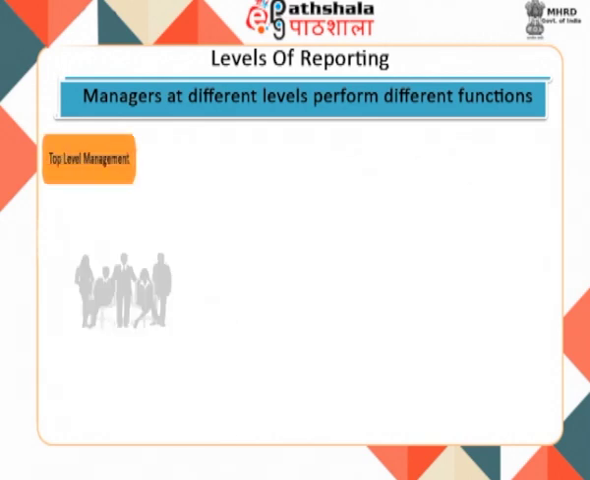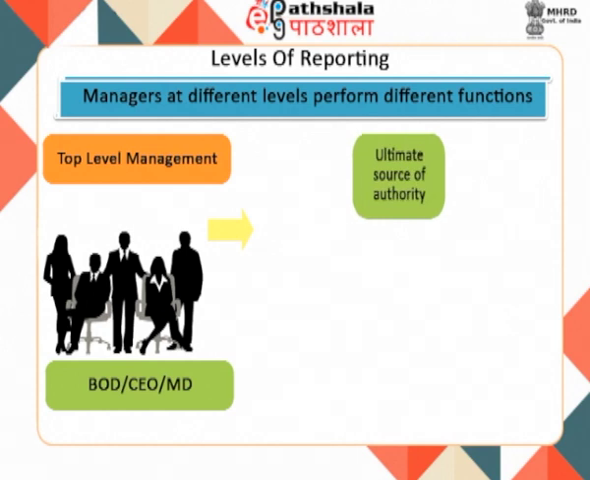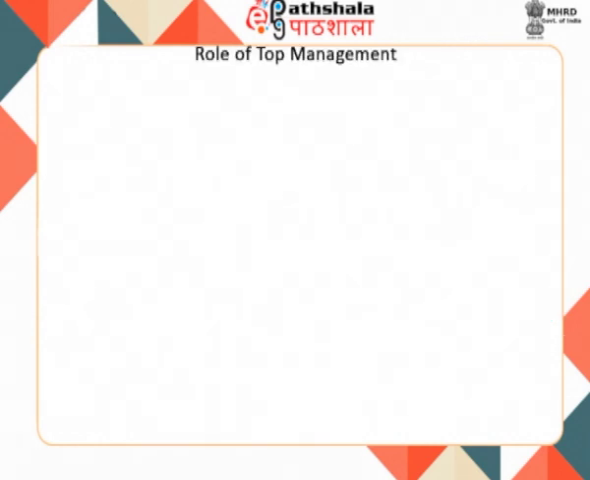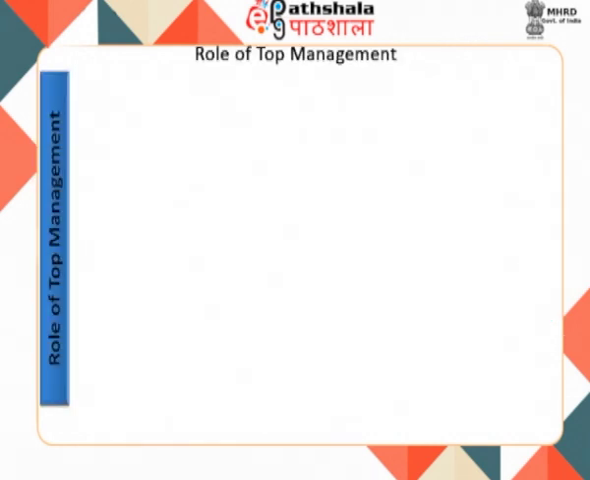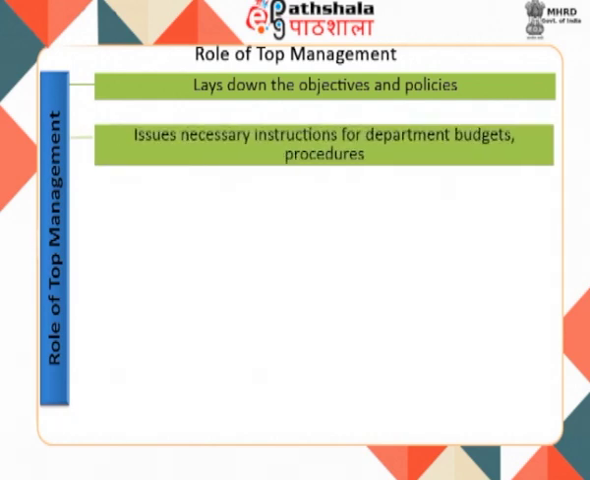For example, the top level management, which consists of board of directors, chief executive, or managing director, is the ultimate source of authority and it manages goals and policies for an enterprise. It devotes more time on planning and coordinating functions. The role of top management can be summarized as: the top level management lays down the objectives and broad policies of the enterprise. They issue necessary instructions for preparation of department budgets, procedures, schedules, etc.